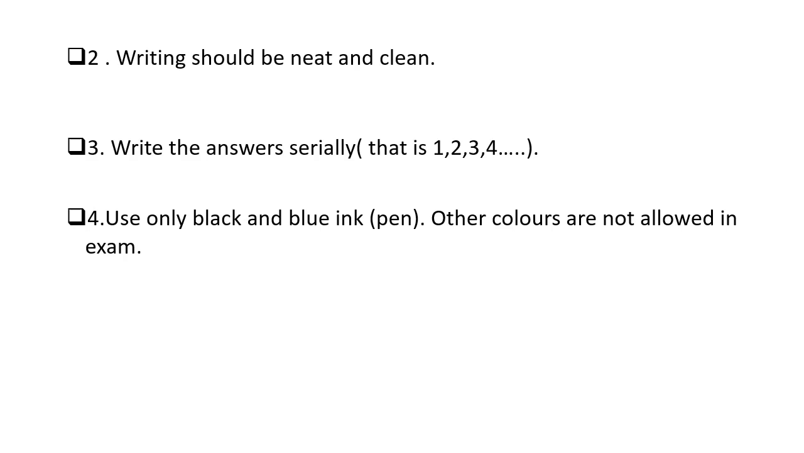Number 4, use only black and blue ink, that is, black and blue pen. Other colors are not allowed in the exam. Most of the students sometimes use pink or red or green colors in the exam paper. Do not use that. Only black and blue is allowed. Number 5, use pencil to draw margins. I saw most of the students drawing their margins with pen. Do not do this. If you draw the margin, use pencil.